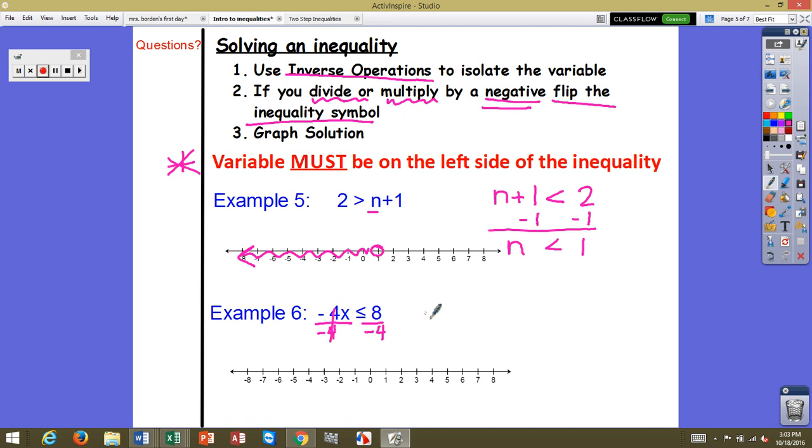So x is greater than or equal to 8 divided by negative 4, which would be negative 2. We're going to have a closed circle on negative 2 because we're including it. It's got that line underneath the greater than symbol. And we're saying anything greater than or equal to negative 2, so we're going to go to the right.